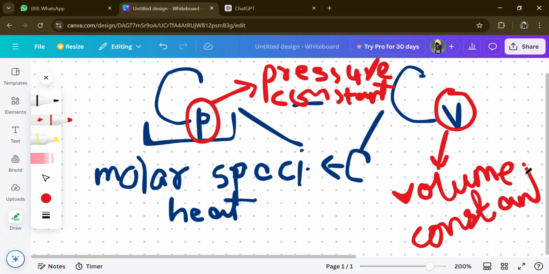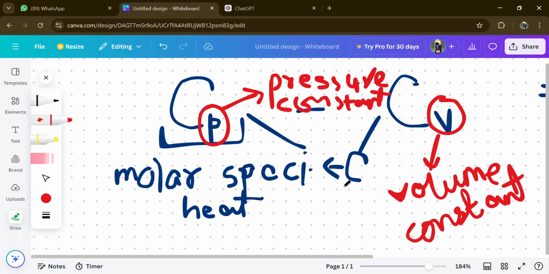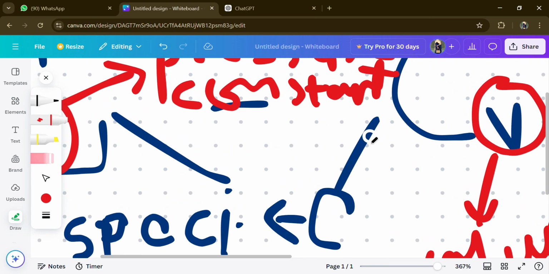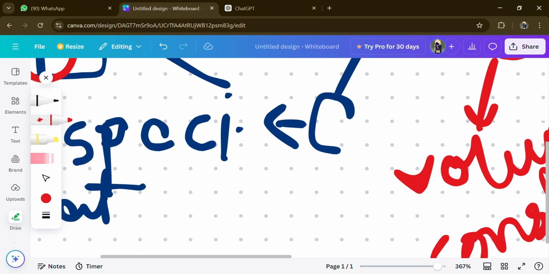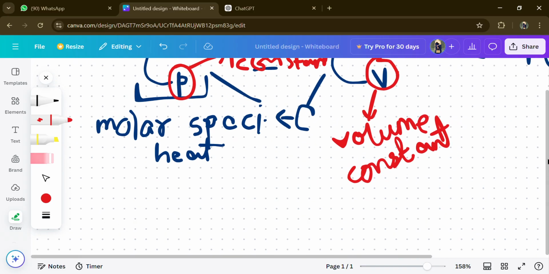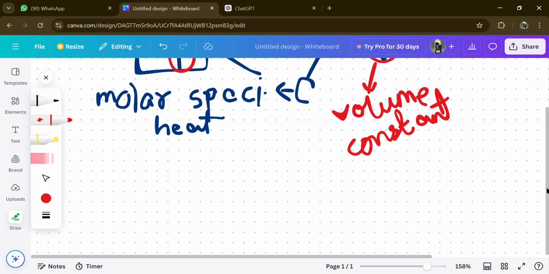Now what happens to the system when pressure is constant, or volume is constant, under the condition of molar specific heat? If you still don't know what molar specific heat means, you must go through our previous videos, where you can find what molar specific heat is, what specific heat is, and the other types of specific heat. At first, you might be thinking, this is constant volume, this is constant pressure, where are all these terms derived from?